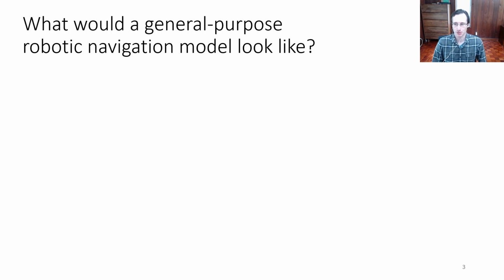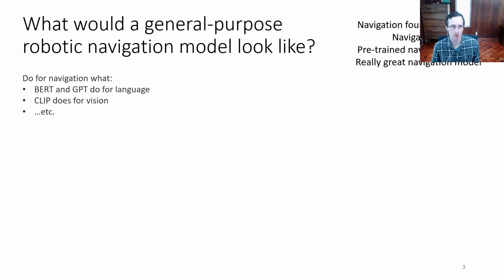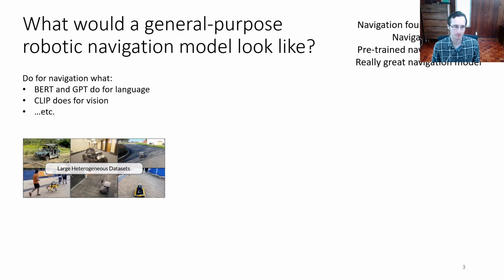So the question I want to discuss in this talk is, what would a general-purpose robotic navigation model look like? If we want to see the same kind of consolidation in robotics, what are the things we need to do to get there? You could call this a navigational foundation model, a navigation backbone, a pre-trained navigation model. You can also just call it a really great navigation model. Whatever you want to call it, the aim is to do for robotic navigation what BERT and GPT did for language, and what CLIP does for vision, and so on.